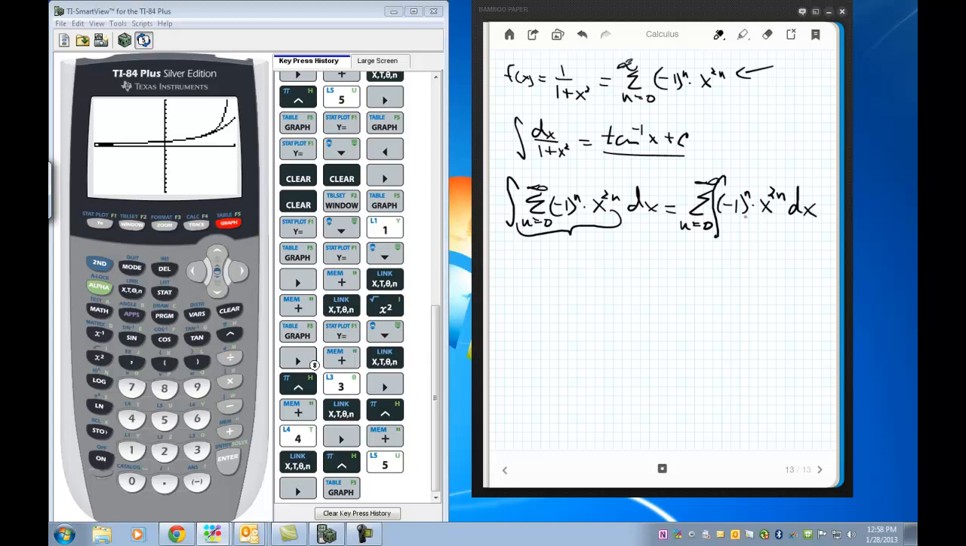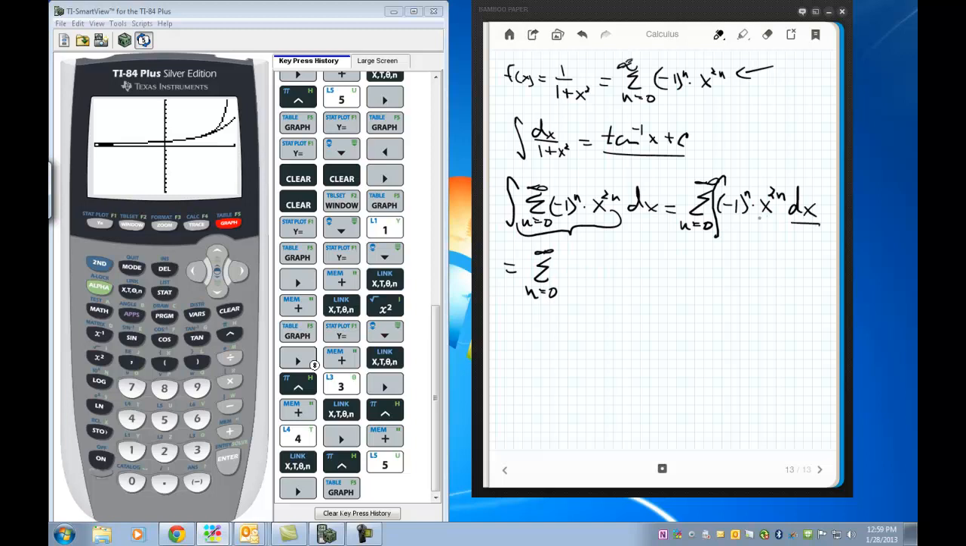Just pull the sum out and deal with this, right? The integral of a sum is the sum of the integral. So watch what happens here. Now this is where it gets absolutely crazy. This becomes the sum as n goes from 0 to infinity of negative 1 to the n, notice, dx.